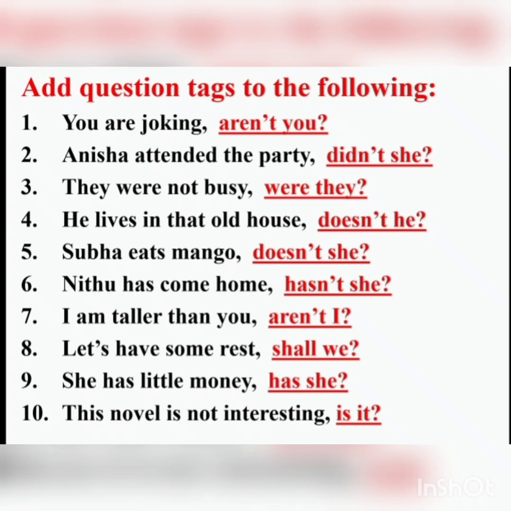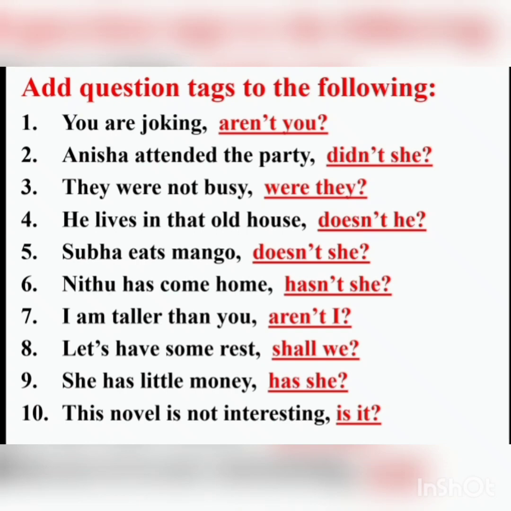You are joking, aren't you? Positive statement with a negative tag. Anisha attended the party. Anisha will take she as a pronoun. Attended is a past verb, so did is the auxiliary. Since it is positive, negative. Didn't she? They were not busy. Negative statement with a positive tag. Were they?